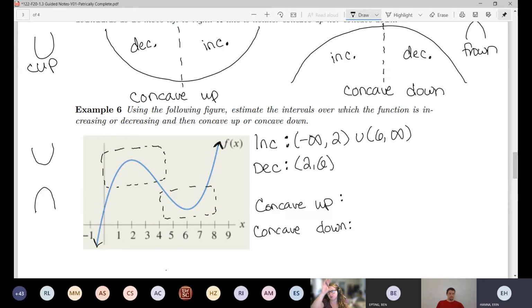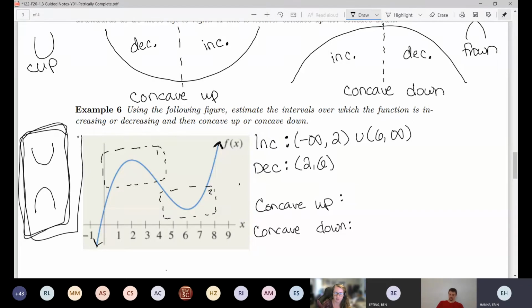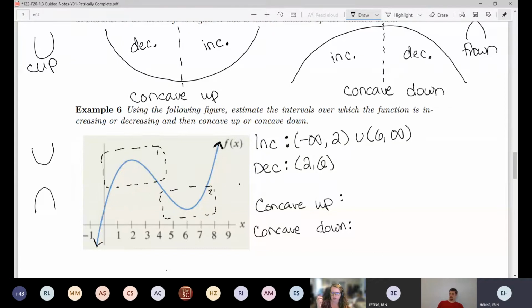Once you locate all of the places where that happens, you can start writing your intervals. I've got one box, two boxes, which means I'm going to have two intervals. Since there are no other places on this graph that look like this, we're only going to have two intervals. If you have three spaces that look like definitely concave up or definitely concave down, you'll have three intervals, and so on and so forth.